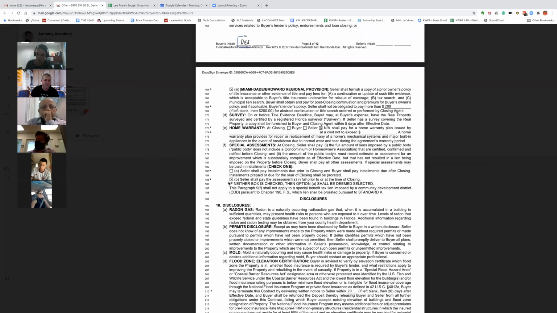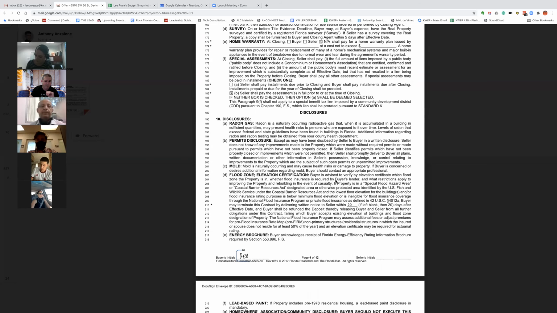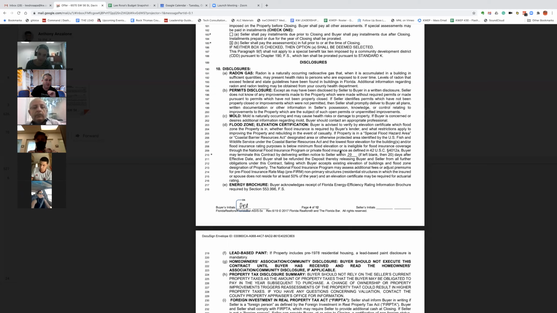Line 185 says that the seller will pay all assessments. Now, this is not condo assessments. This is city assessments. This is saying that the seller will pay them all in full prior to closing. Now, we're going to make sure that the property is not in a flood zone. If you're going to need flood insurance, we've already spoken with the lender about the possibility of that. But we have a contingency in there to figure out if flood insurance is mandatory.